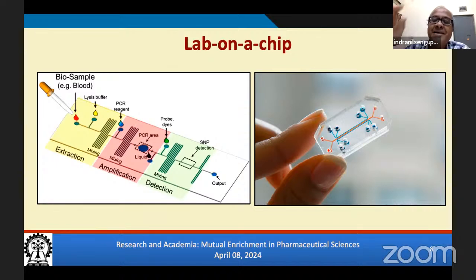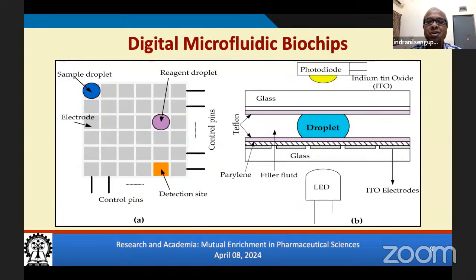Advantage is that you are spending much less money and effort. Very few persons are involved. Very small amount of reagents and other consumables are involved. So cost is very, very low. So lab-on-a-chip is built using various technologies. One of the technologies is digital microfluidic biochips.